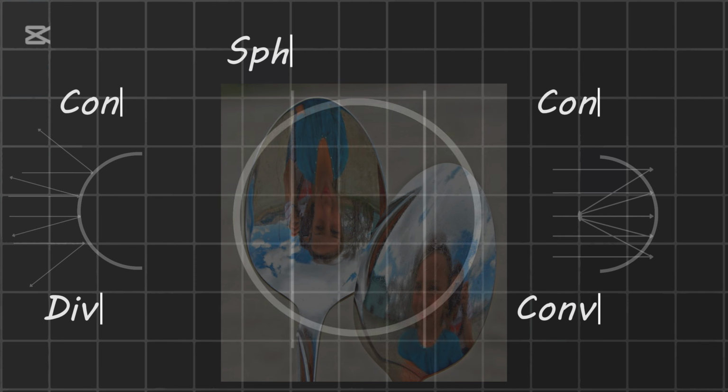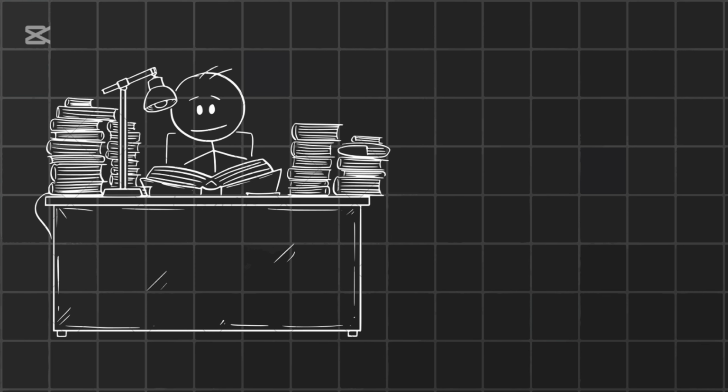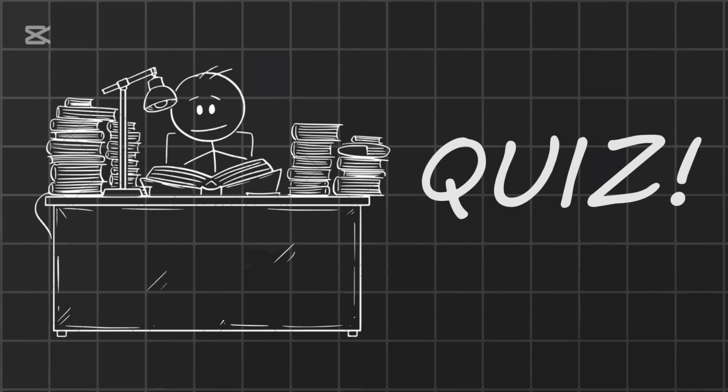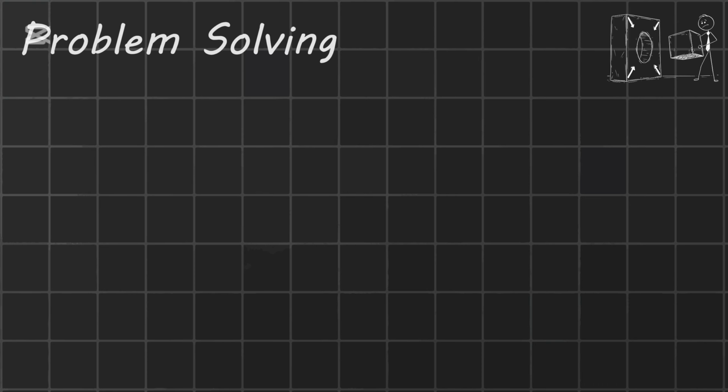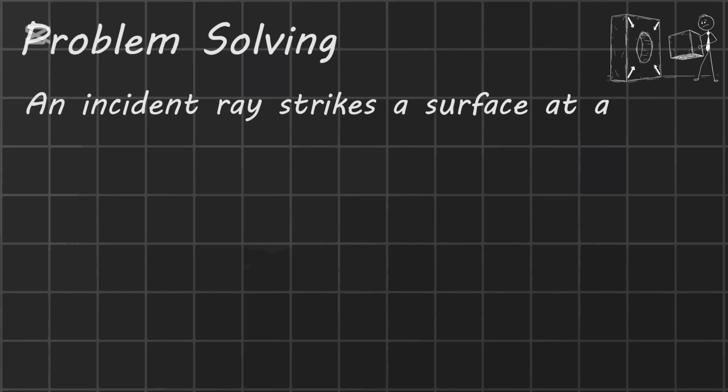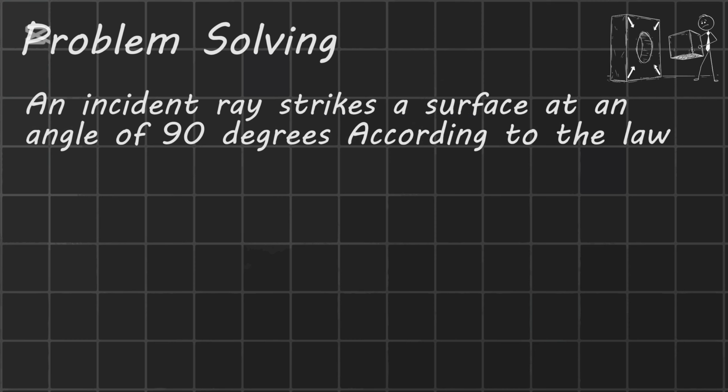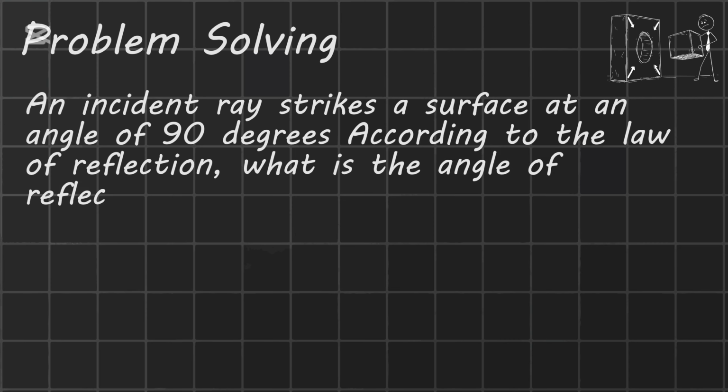Now that you have basic knowledge about the reflection of light, I think you're ready for a quiz. Get a piece of paper or write your answers in the comments. Buckle up, let's begin. Number 1. An incident ray strikes a surface at an angle of 90 degrees. According to the law of reflection, what is the angle of reflection?